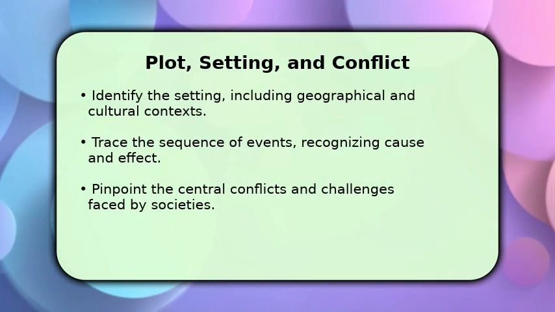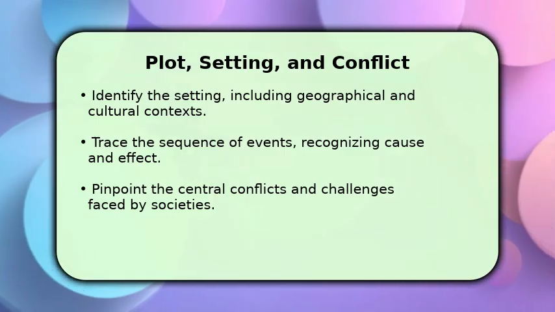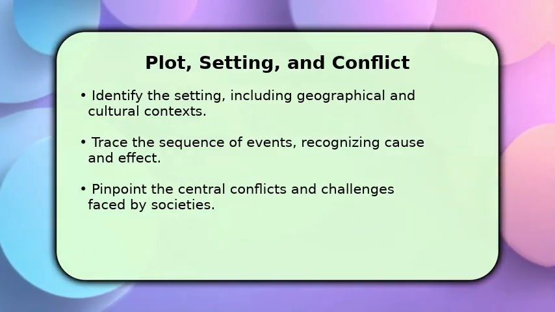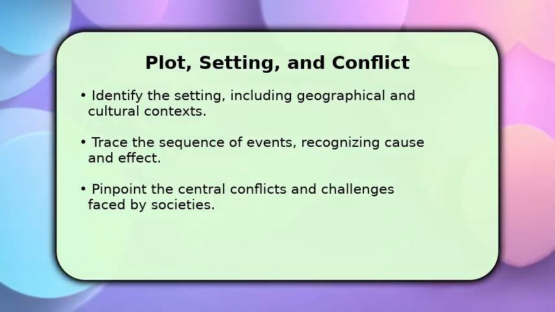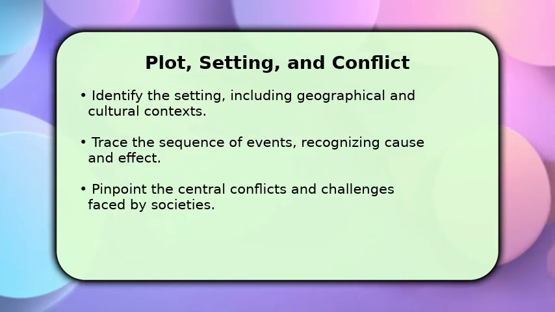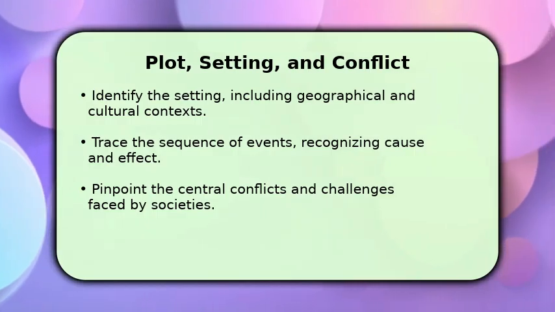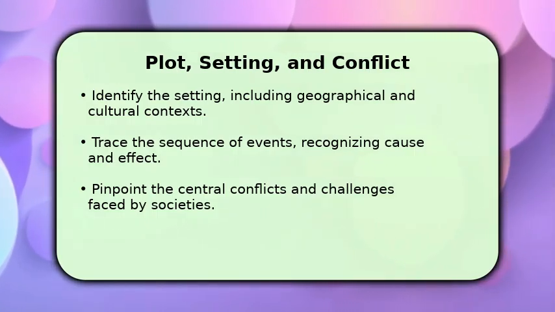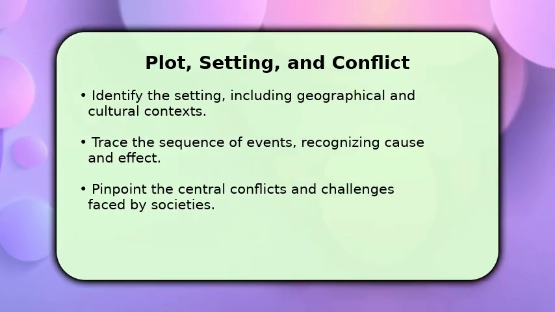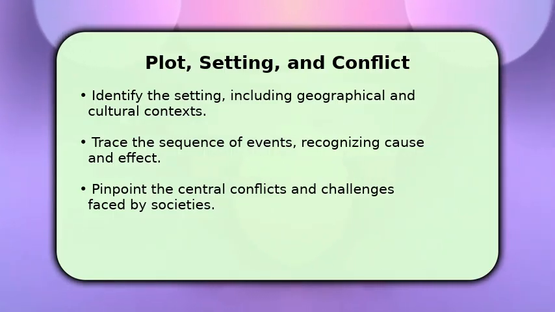Every good story has a plot, setting, and conflict, and history is no different. Understand where and when events took place and how the environment influenced decisions. Follow the chronological order, noting how one event directly leads to another. What were the major struggles, and how were they resolved or not? This helps you build a coherent narrative in your mind, making complex periods much clearer.